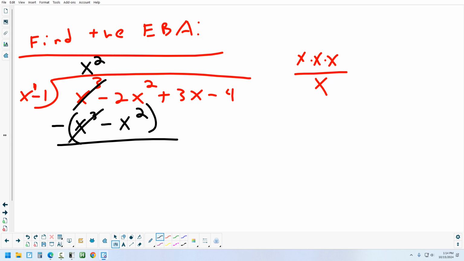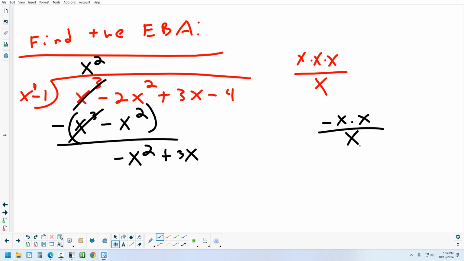Now the next one, negative 2x squared, minus a minus becomes a plus. So what's negative 2x squared plus 1x squared? It's just negative x squared, because it's negative 2 plus 1. The minus x squared came from multiplying x squared by negative 1. And now bring down your next term. Now you've got negative x squared, and you're going to divide that by x.